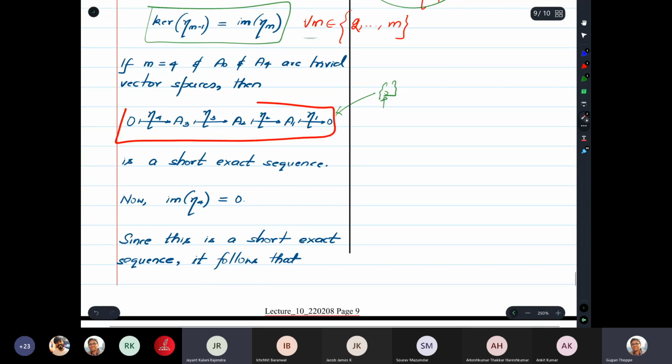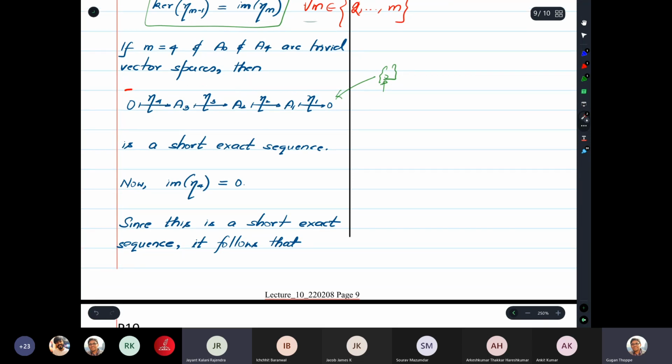So this is a short exact sequence. Now let's see what the properties of such a short exact sequence are. Since it's an exact sequence, at each of these places, the image of the first homomorphism should equal the kernel of the subsequent homomorphism. So let's look at what happens over here. My first claim is that the image of eta 4 is 0. This is to be interpreted as: the image of eta 4 is a subset of A3.